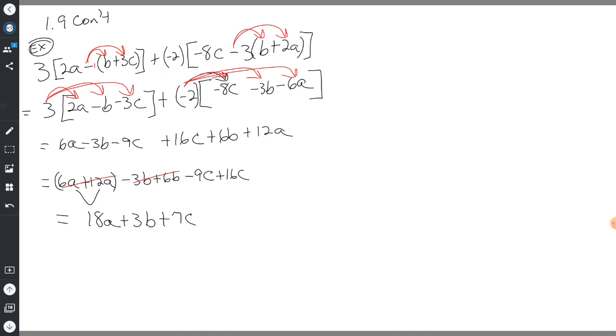And we have it in alphabetical order: a, b, c. Sometimes your problems might be out of order, but the goal is to now start to put them into alphabetical order. All right.